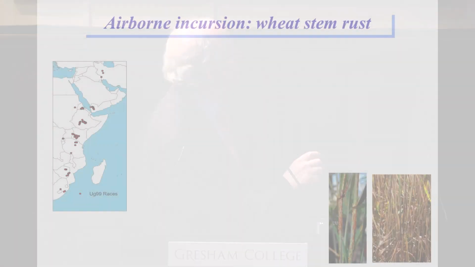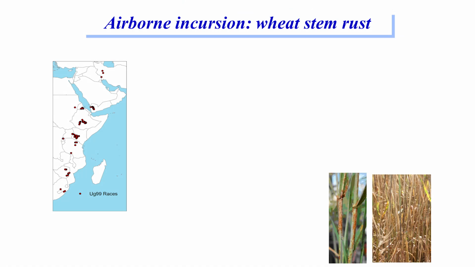We've taken this idea a little bit further. You recall that I mentioned wheat stem rust to you. This was the one that was moving out of Uganda. It is spreading north into Iran and also down into South Africa. It's called UG99. The races are called UG99. Uganda, 1999, it was first identified.